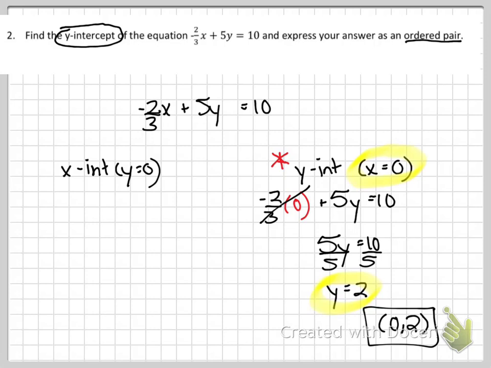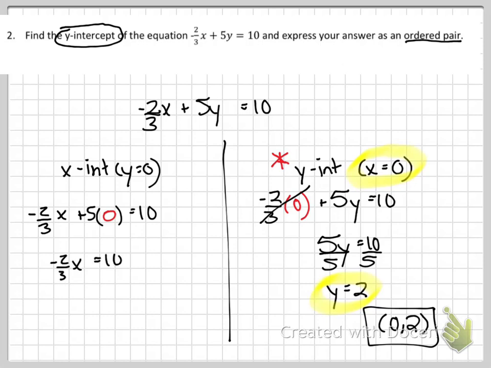So even though it didn't ask for it, what would we have done if we had to find the x-intercept? So remember, to find the x-intercept, I'd have to set y equal to 0. Okay, and then I would have to solve for x. So that would give me 2/3 x equals 10. Remember, the way we undo this fraction is to multiply by the reciprocal. And then we end up with x equals, in this case, negative 15. So my x-intercept for this problem would be (-15, 0).